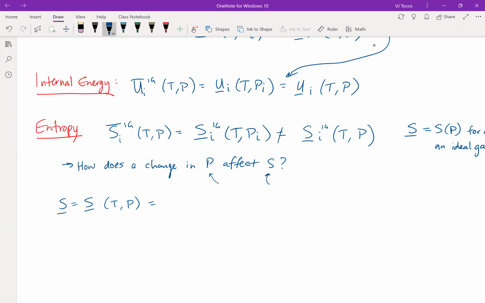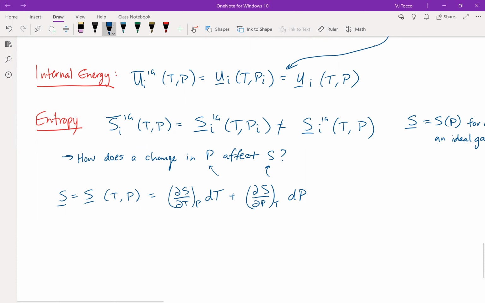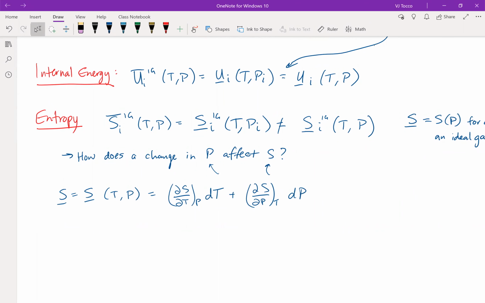So I can say that dS is equal to (∂S/∂T) at constant P dT plus (∂S/∂P) at constant T dP. Now, if you want a practice problem, see if you can do this derivation and prove to yourself that the following relationship is true. If you work out the change in entropy for an ideal gas of component i, you should get it equal to the integral of Cp over T. This is Cp star for component i, also at a certain pressure too.